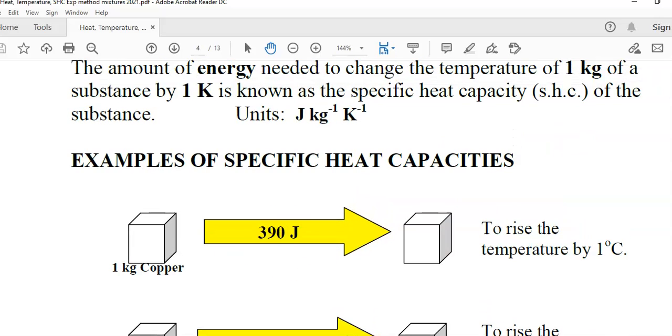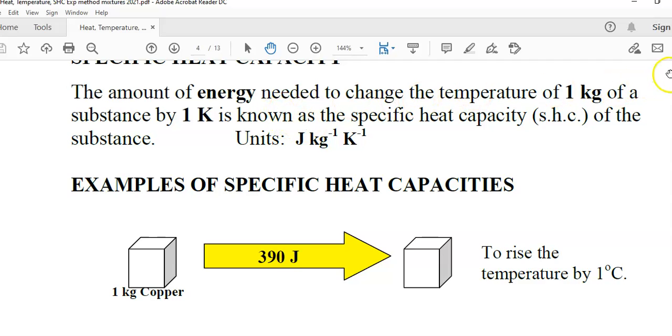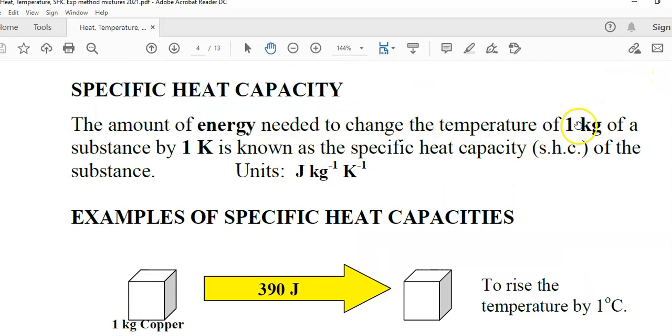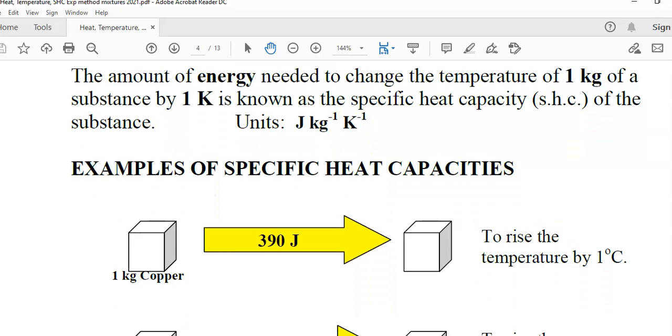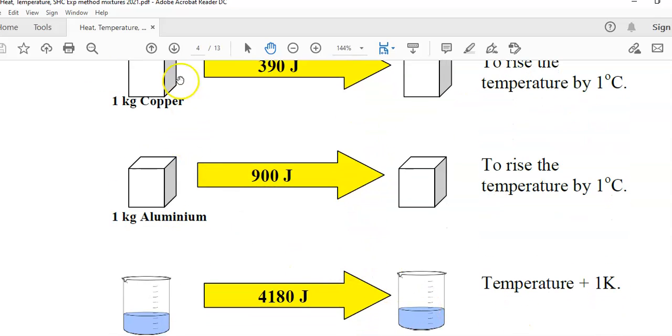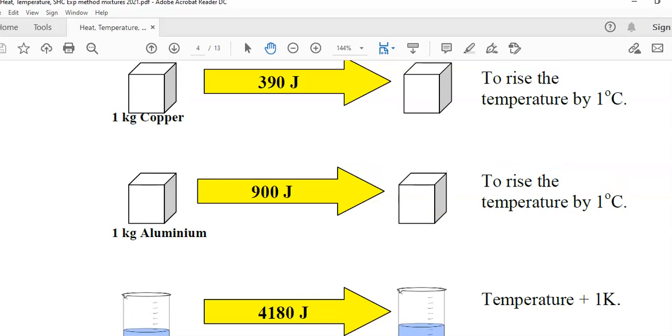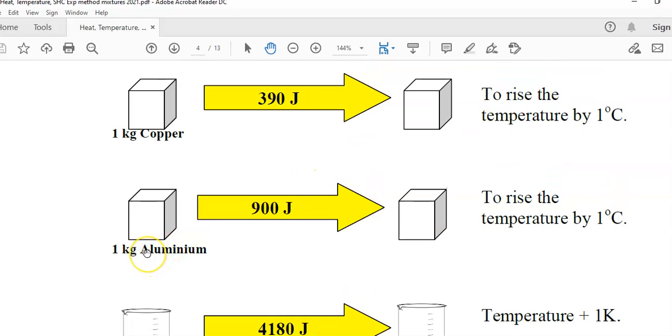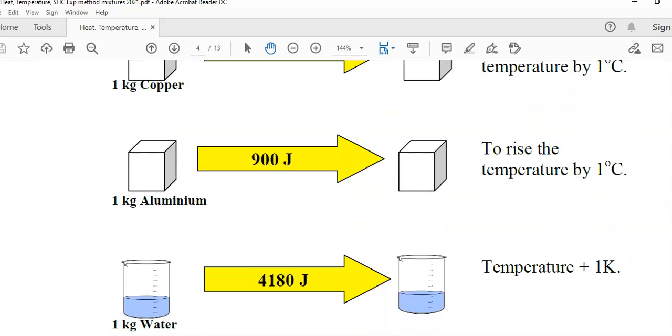And the definition of specific heat capacity is the amount of energy needed to change the temperature of 1 kilogram of a substance by 1 degree. Its units are joules per kilogram per degree. The definition needs to be learned, so go and learn it. Another example is aluminium. Aluminium, obviously being different than copper, has a different specific heat capacity. So if you have 1 kilogram of aluminium and you want to raise its temperature by 1 degree, you need to add 900 joules of energy per kilogram.